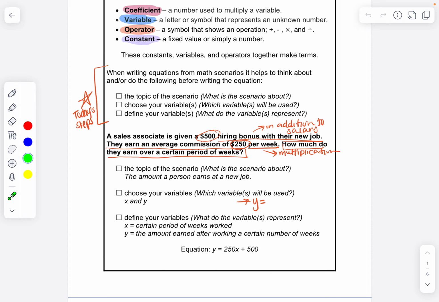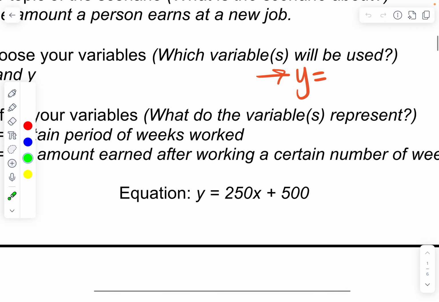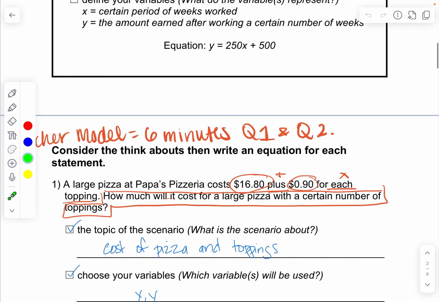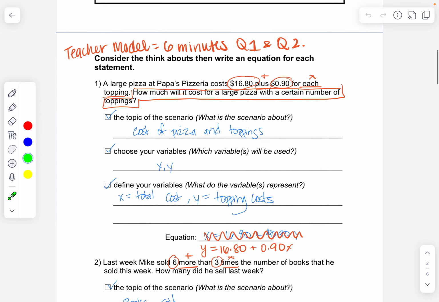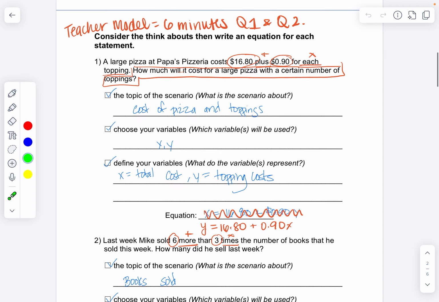We talked about that being his bonus. So if he were to work 10 weeks, that 10 will then be substituted for x. And so that means that he would make $2,500 plus an additional $500, giving him a total of $3,000. So from there, you are going to spend 6 minutes modeling questions 1 and 2.